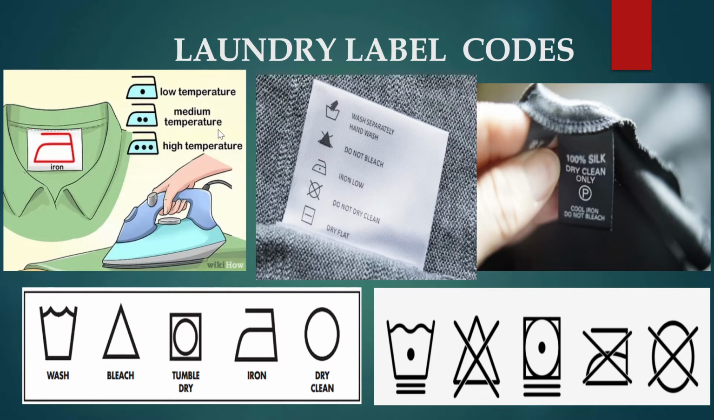Low iron, just as you had seen here, only a single dot, so this is low iron. And this should not be dry cleaned, and it should be dried flat. Such labels will be there on your clothes. Okay, and see, in this particular case, this fabric is 100% silk, and you have to dry clean only, that is, you cannot wash them. And you cannot bleach them, but you can definitely do cool iron. Okay, so these are some of the laundry label codes.